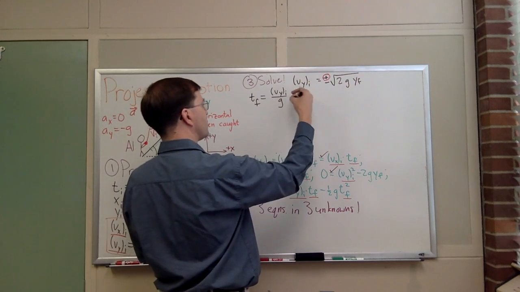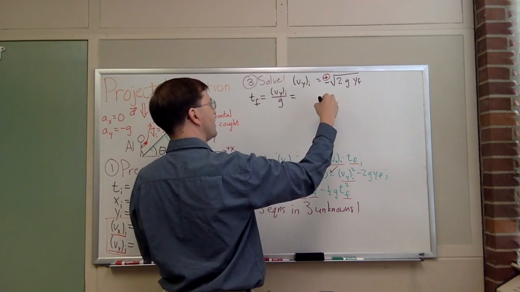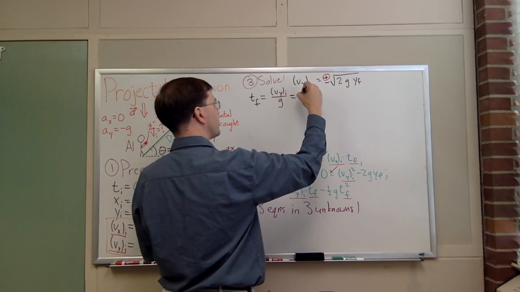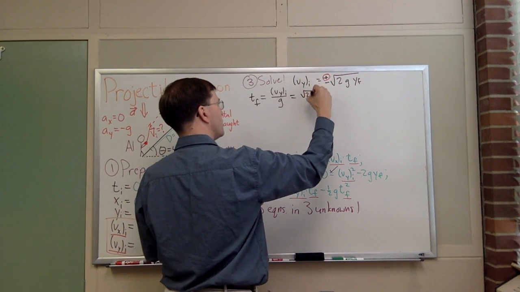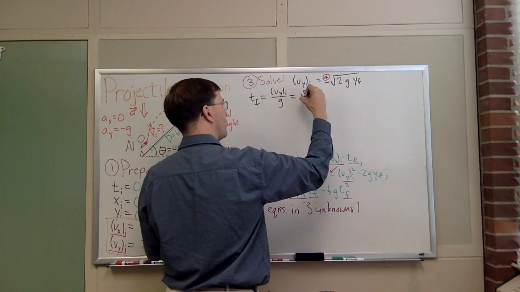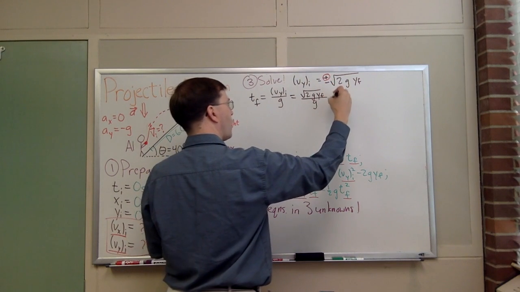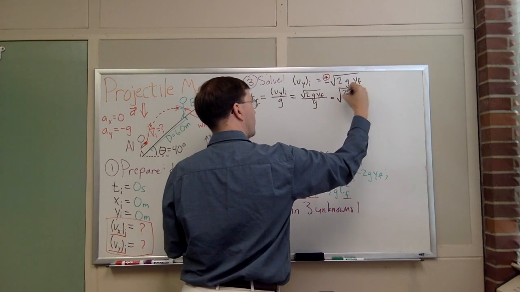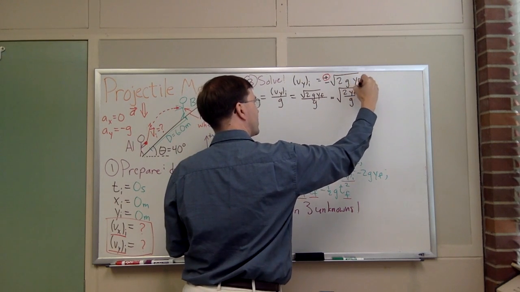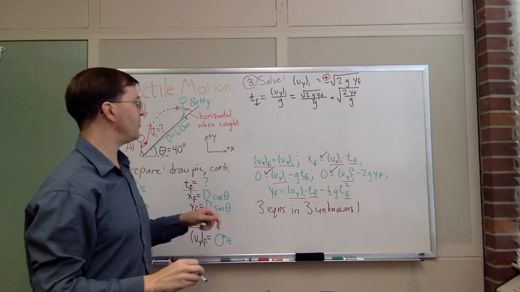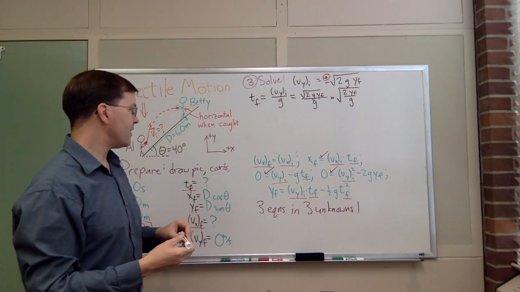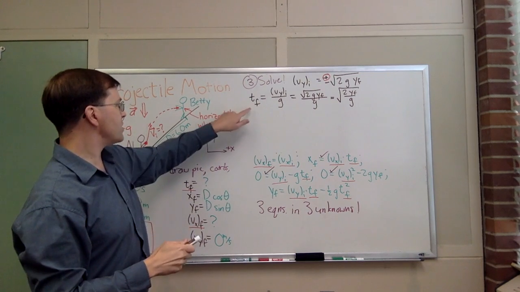And I know what Vy initial is now. It's equal to this thing, the positive square root of 2G Y final. So that's equal to the square root of 2G Y final over G. Or I guess I can write that as the square root of 2Y final divided by G, using a little simplification inside of a square root sign. So I've got that. So now I've got an equation for T final.